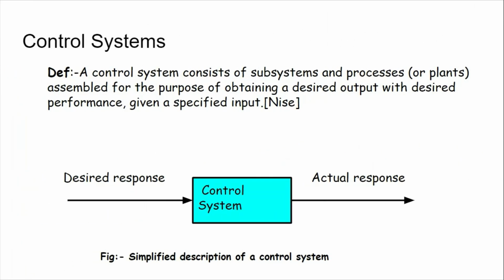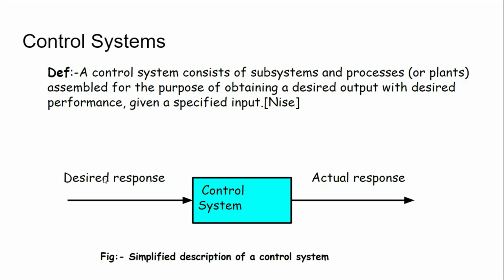So let us see first the definition of a control system. A control system consists of subsystems and processes or plants assembled for the purpose of obtaining a desired output with desired performance given a specified input.